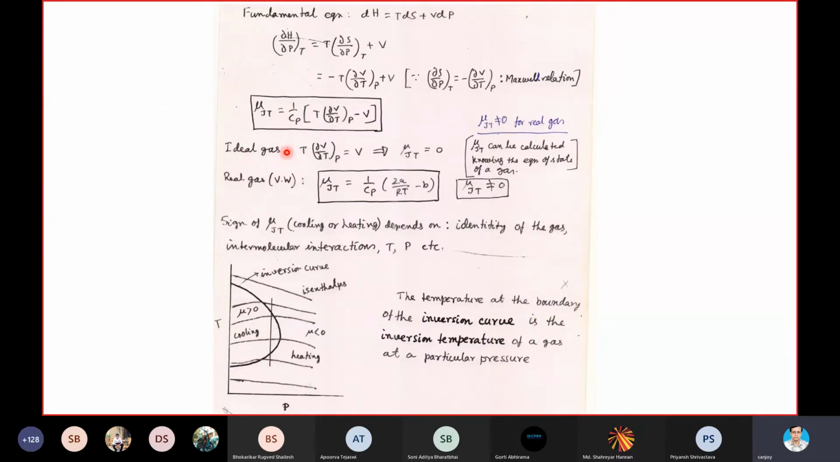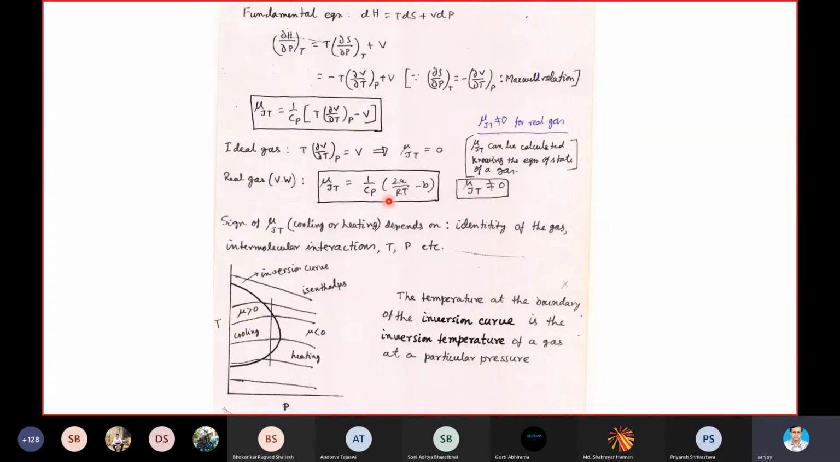Take a simple equation, say ideal gas. For ideal gas, if you again take PV equal to RT, the derivative will be equal to V. So therefore again V minus V, mu JT will be 0. Nothing new, we already know that for ideal gas mu JT is equal to 0, but from this equation of state expression we can also prove that. Now suppose you take a Van der Waals gas, which is an example of a real gas, one of the real gas equations of state.